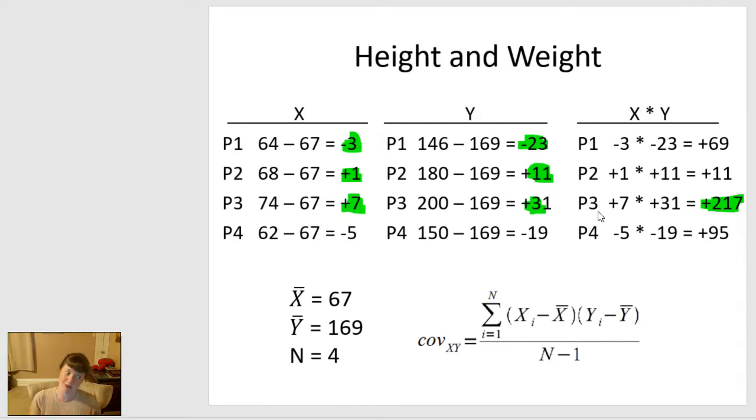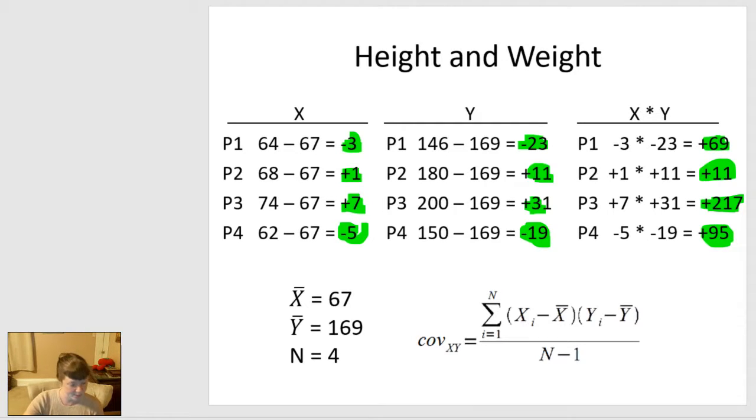Wow, this indicates there may be some real pattern here. Because look, this person was much taller than average and much heavier than average, making this very large cross product. And we have this next person who was very much below average and very much below average, right? This person was very much below average on both, giving me a large cross product, but a positive cross product. Because what has emerged here is that if you're above average on one, you're also above average on the other, height and weight. And if you're below average on one, you're below average on the other. And all four people showed this same pattern, which is why I get the same sign for the cross products.